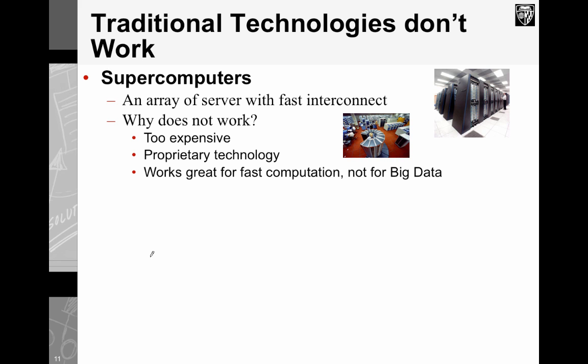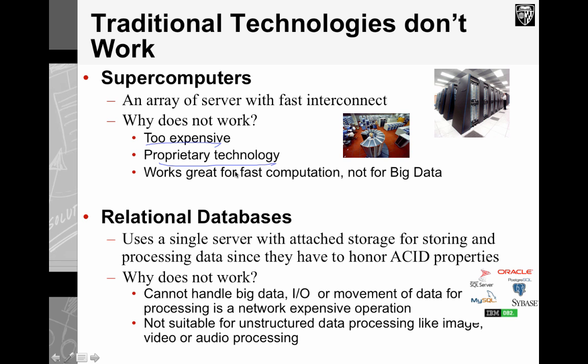There are several traditional technologies that exist in the marketplace, but the reality is those traditional technologies don't really work. For example, supercomputers in the 1970s and 80s were really an array of servers with fast interconnect. But they don't really work well because, first of all, they're too expensive. They use proprietary technology, and also they work for fast computation. They do not work for big data. They're really great when you have some data that needs to be processed heavily across multiple machines, not big data. Big data requires distributed storage. They don't really do distributed storage.